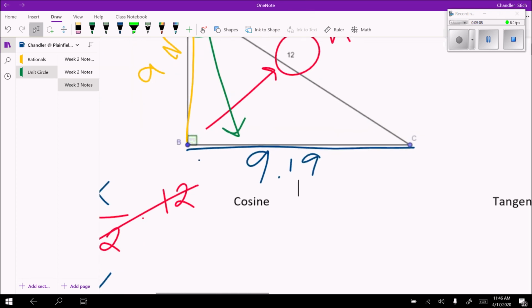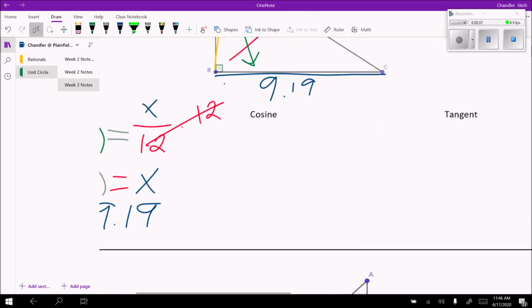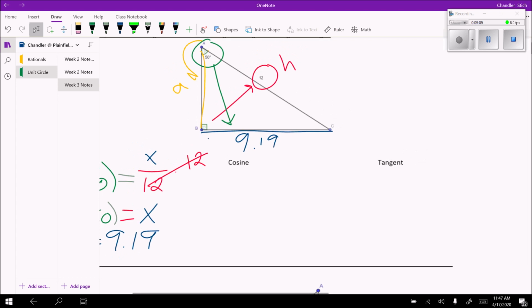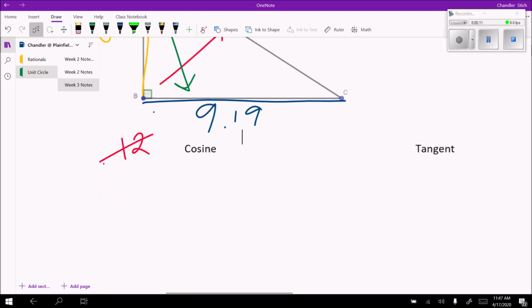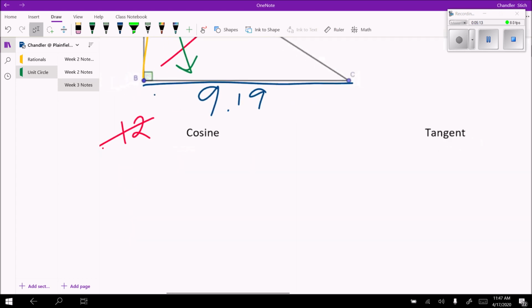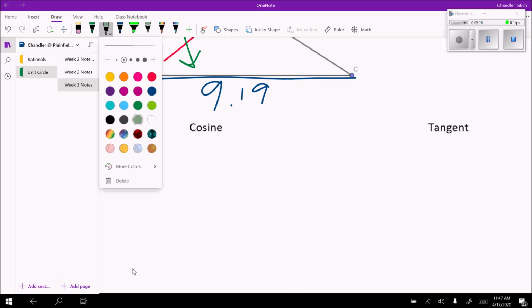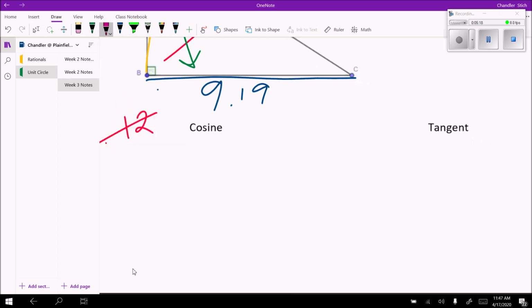I have 9.19 for my opposite. Cosine, let's see, cosine. Cosine is ka, right? So ka, toa. Cosine is ka, A over h. So let's set this up.